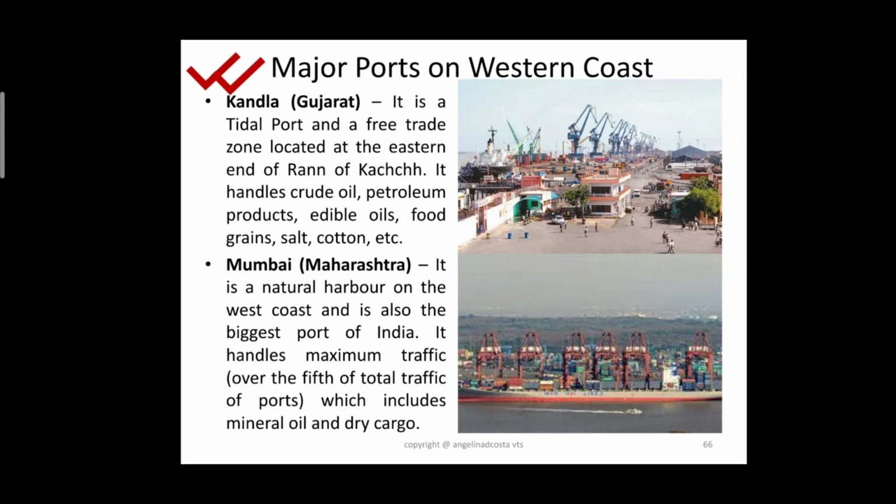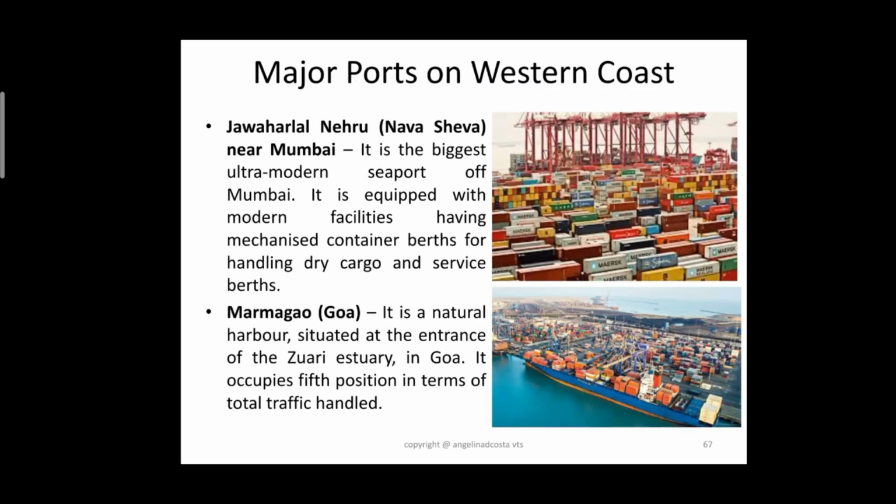New Mangalore port in Karnataka. It is located on the west coast of India, handles the export of iron ore of Kudremukh and imports of petroleum products, fertilizers, edible oils, etc. Cochin in Kerala is a natural harbour. It handles the export of tea, coffee and spices and imports of petroleum oil and fertilizers.